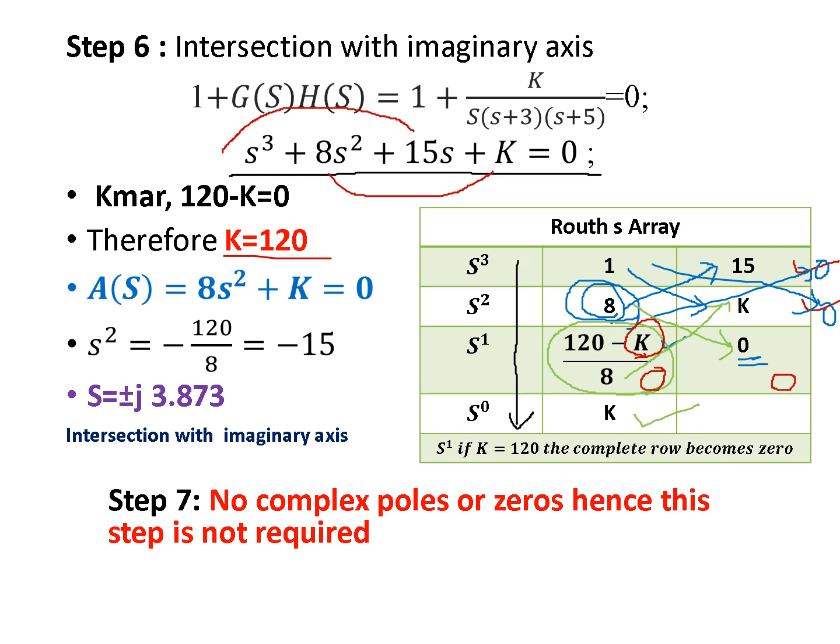The next step is to find the value of s when the system is marginally stable. So we just need to take the previous row and write 8 s square plus k is equal to 0, and we know the value of k, that is 120. We get the value of s as plus or minus j 3.873. So this is the intersection with the imaginary axis for the marginally stable condition. Step number 7, no complex poles or zeros, hence this step is not required. In the given system, there are no complex poles or zeros, so there is no need to do this step.